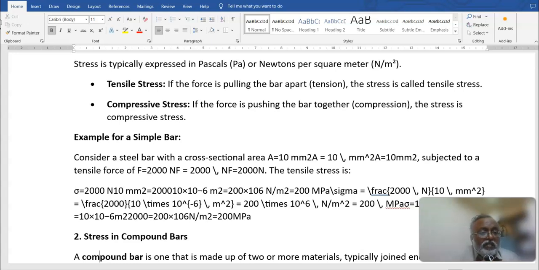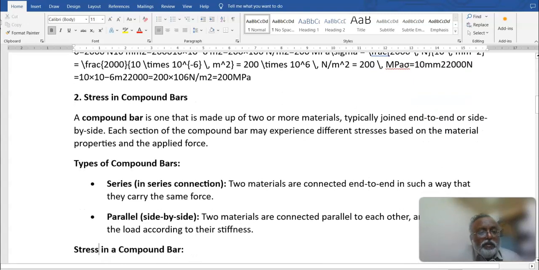Example for simple bar. Consider a steel bar with the cross-sectional area, that is A is equal to 10 millimeter square, which is subjected to a tensile force of 2000 Newton. The tensile stress is P by A, force applied by the area. Here we have to do the calculations.